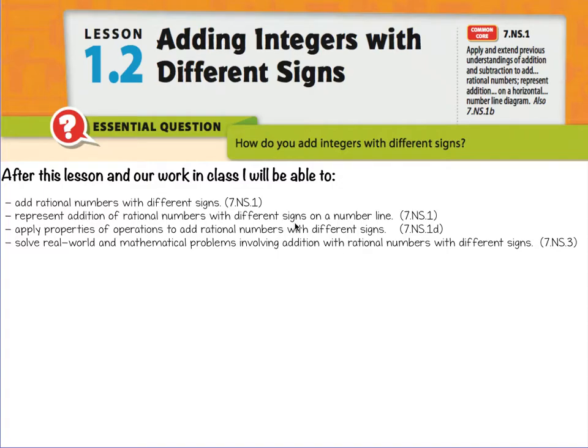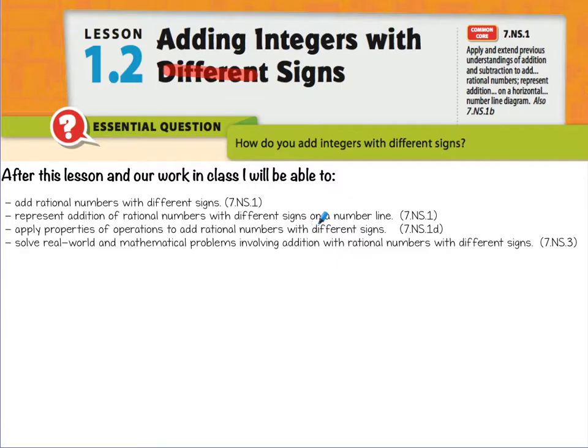Welcome to Module 1, Lesson 2, Adding Integers with Different Signs. So the main difference between this lesson and the last one is the fact that we are now looking at different signs. After this lesson, we'll be able to add rational numbers with different signs, represent addition of rational numbers with different signs on a number line, apply properties of operations to add rational numbers with different signs.